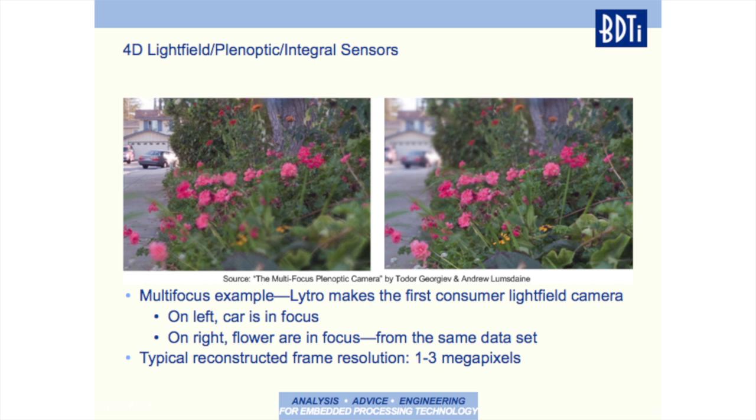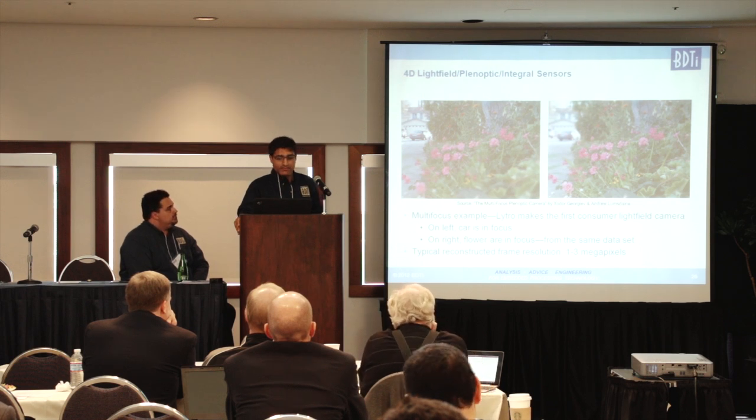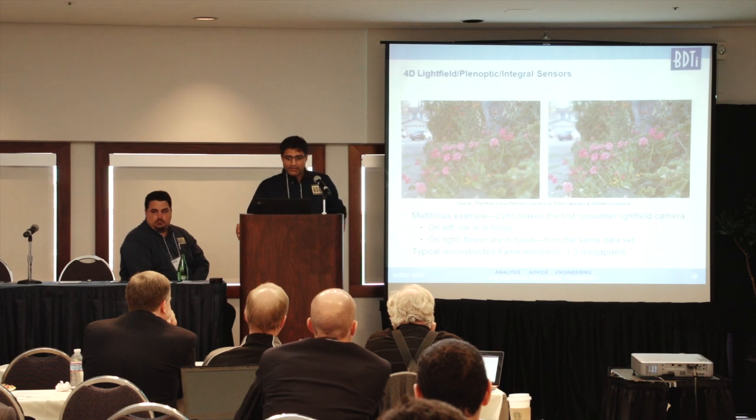This is an example. I hope you can see it. There are two pictures here. On the left, I think the car is in focus, but the flowers are out of focus, and vice versa on the other picture, where the car is out of focus and the flowers are in focus. Now, the key point here is that these two images are reconstructed from the same raw image. And there is a company, Lytro, that makes the first consumer light field camera. This is a real sexy company, gets a lot of press.